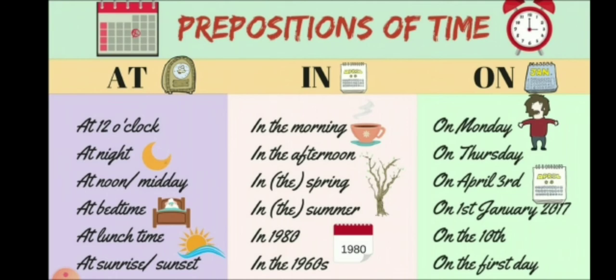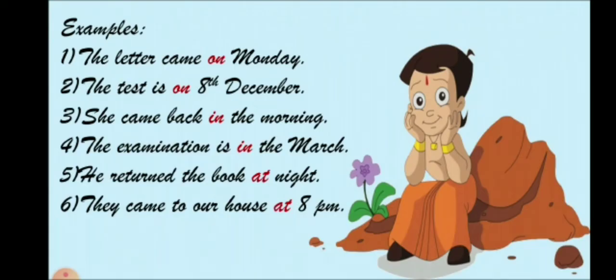Let us see more examples. The letter came on Monday. The test is on 8th December. She came back in the morning. The examination is in March. He returned the book at night. They came to our house at 8 p.m. So I hope you understand prepositions of place and time.